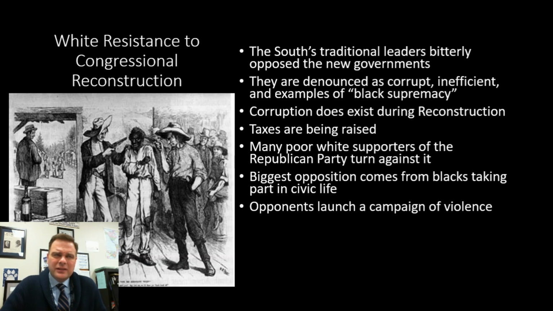Now, like I told you, the South's traditional leaders who had held power before and during the war and for a short time afterwards were opposed to these new radical Reconstruction governments. Looking at this, they saw that they were corrupt, inefficient, and they often said that these were examples of black supremacy. Like I said, these former power holders' world had been turned upside down. Now their slaves were taking part in the political process in the South.